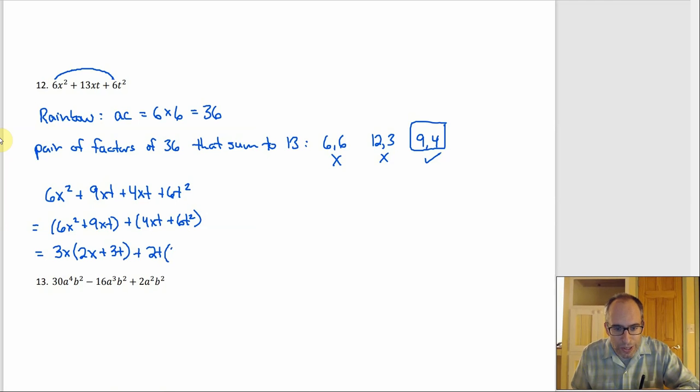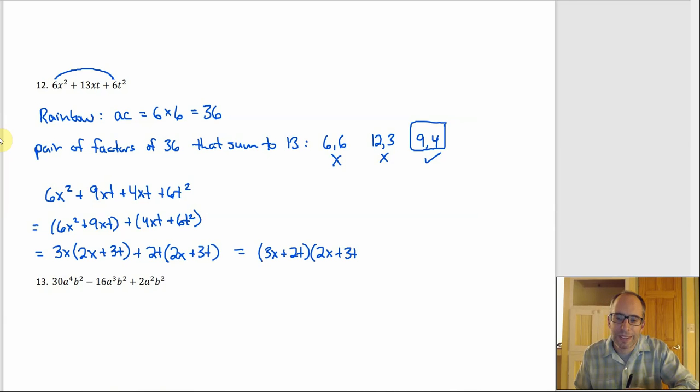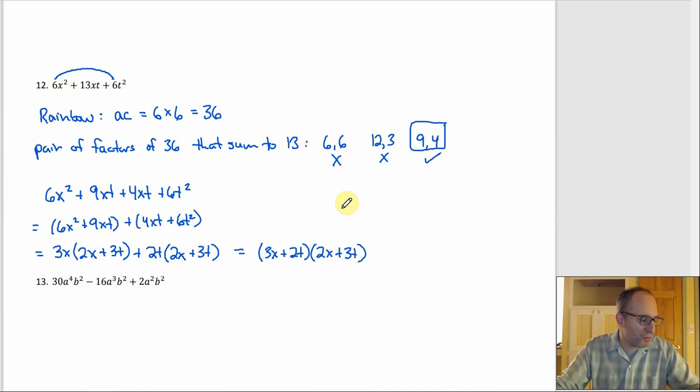So 2t times 2x would give you 4xt, right? 2 times 2 is the 4, t times x, xt. And then 2t times 3t would be 6t squared. So then that means what we're going to get is 3x plus 2t times 2x plus 3t. All right. So we had one with a couple of variables, but we got through it.